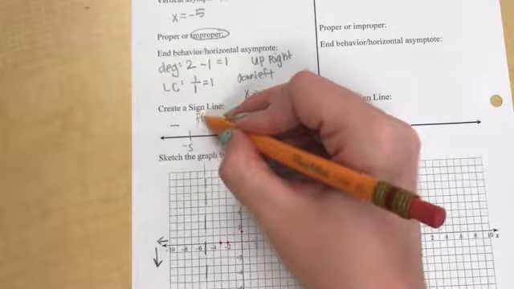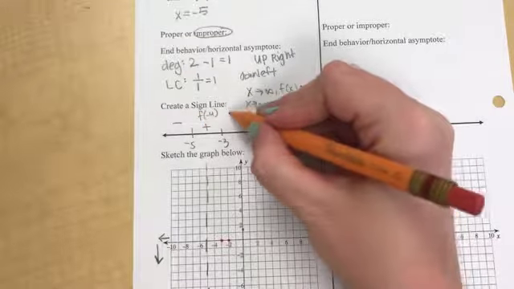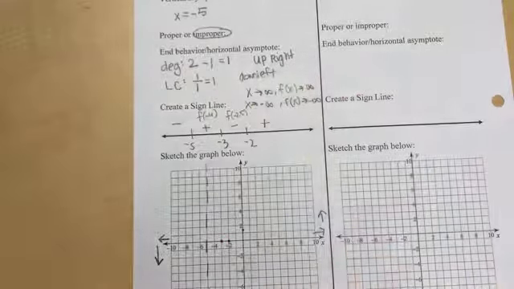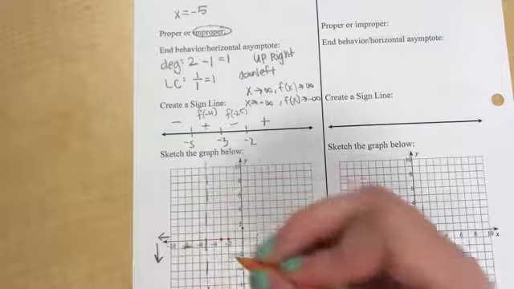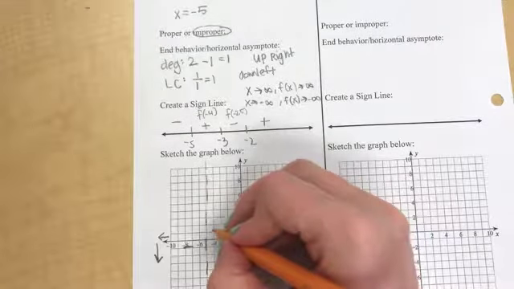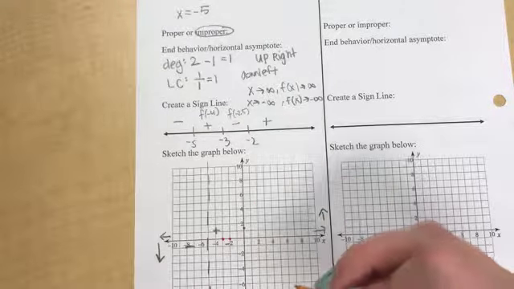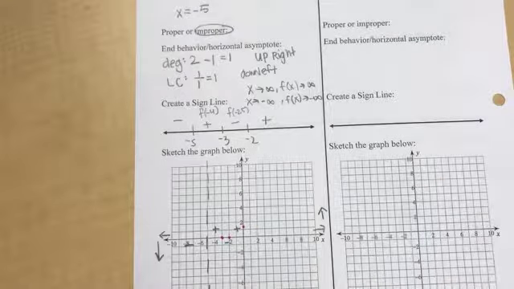If I plug in -4 in for x, it gives me a positive number. If I plug maybe a -2.5 in for x, it's negative. So I'm negative when x is less than -5, positive between -5 and -3, negative between -3 and -2, positive when x is bigger than -2.